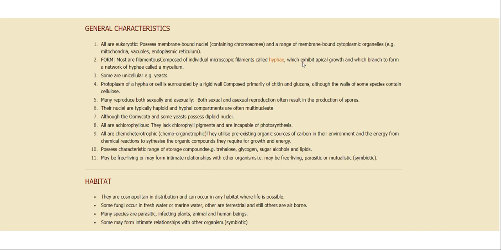So I told you all are eukaryotic. They possess membrane bound nuclei and they contain chromosomes. There is a range of membrane bound cytoplasmic organelles which are present in them. They are filamentous, composed of individual microscopic hyphae, and if they form a branched network, that will be called mycelium. A unicellular form example is yeast.